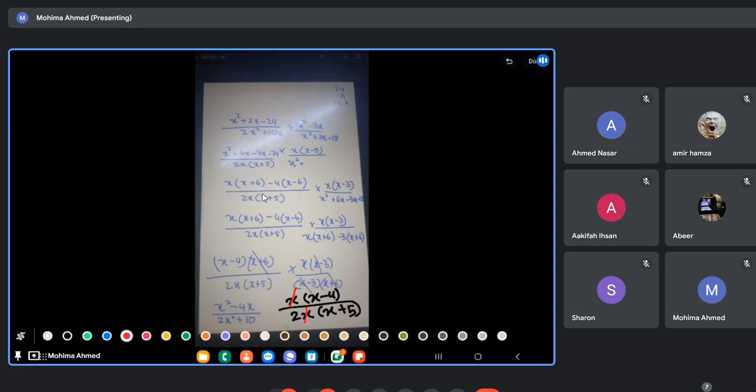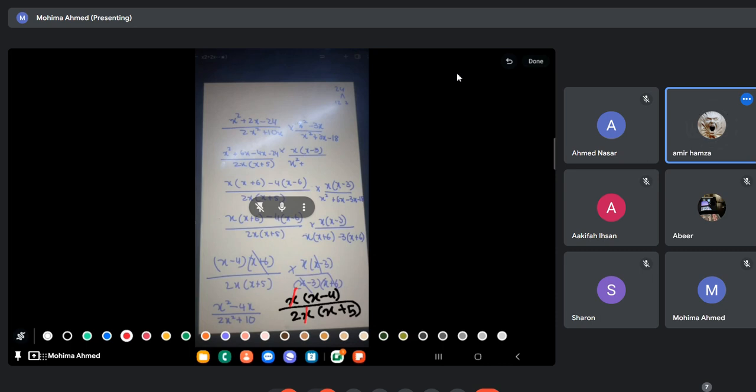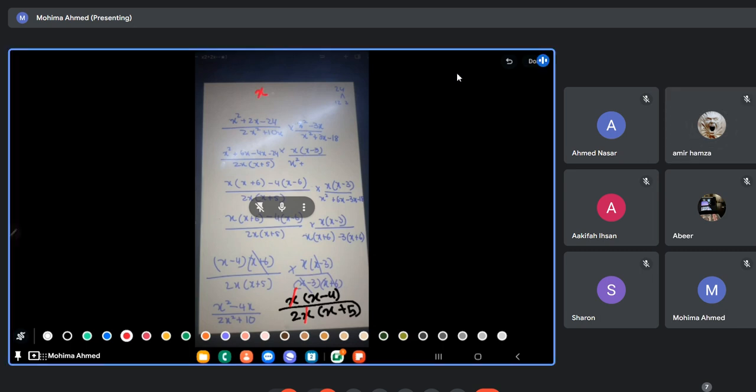Any questions from this exercise 3? Yes, miss. Yeah, then I'll just write the answer over here, okay, because I do not have much space. x minus 4 divided by 2x plus 5. That will be your answer.